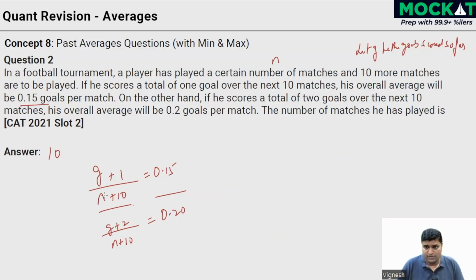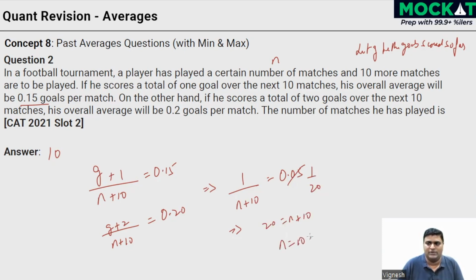The other approach over here, right? So although it looks like dividing is what is going to help us the most, as the denominators are the same, I can subtract as well, and I can get rid of the G. The bottom minus top, G plus 2 minus G plus 1 is going to give me 1 divided by N plus 10, right? 1 divided by N plus 10. 0.2 minus 0.15, that gives me 0.05. And 0.05 is nothing but 1 by 20. Cross multiply, you get 20 equals N plus 10. N equals 10, right? This becomes a lot quicker.